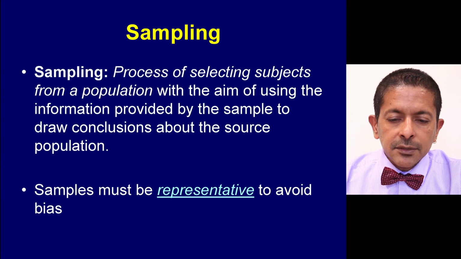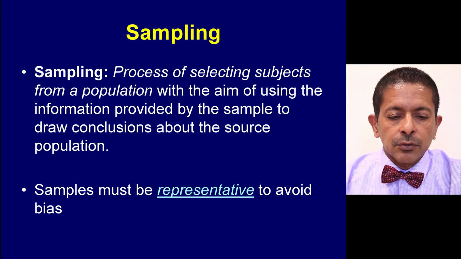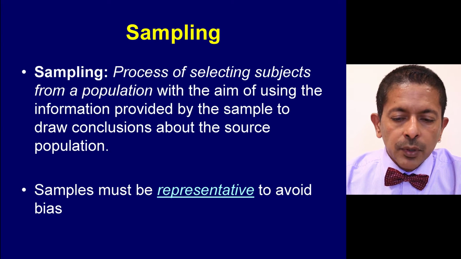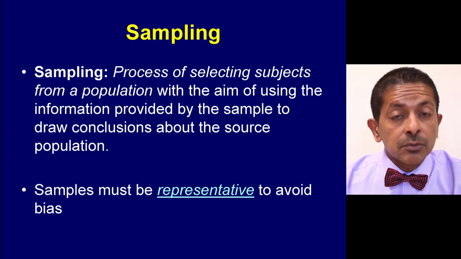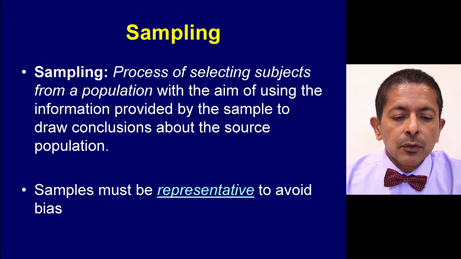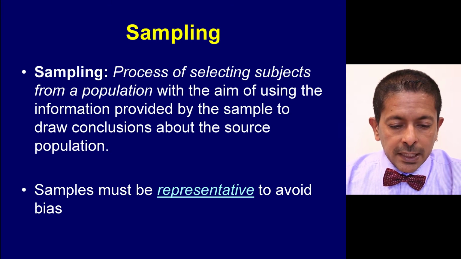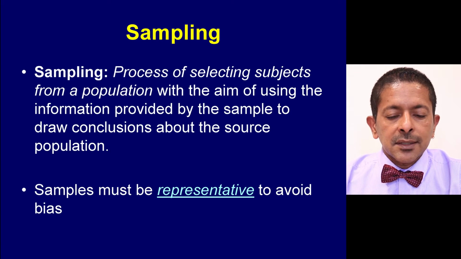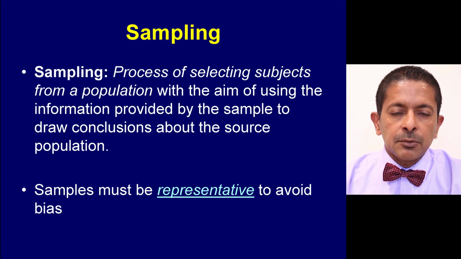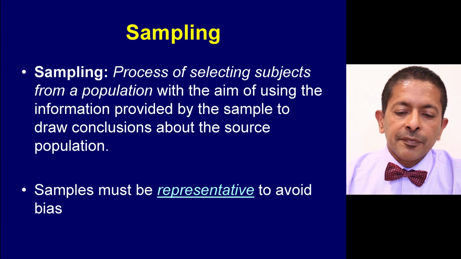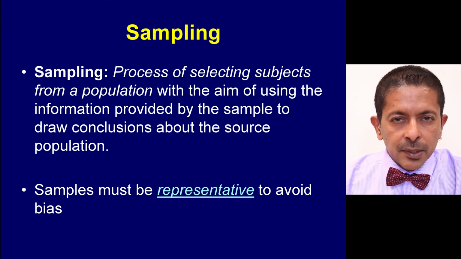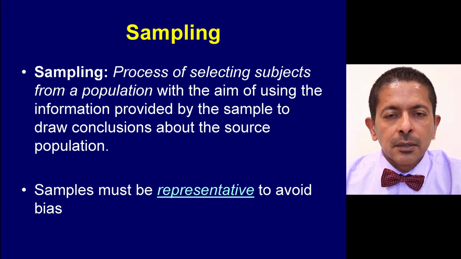Now, sampling is the process of selecting those subjects from a population with the aim of using the information provided by the sample to draw correct conclusions about the source population. So a key issue is that the samples must be representative of the population or the source population so that you can avoid bias.